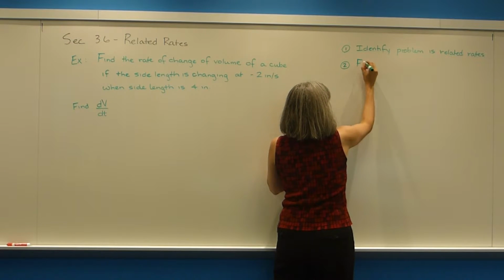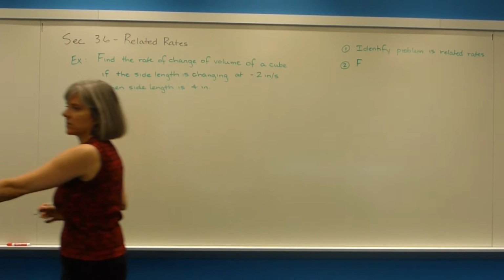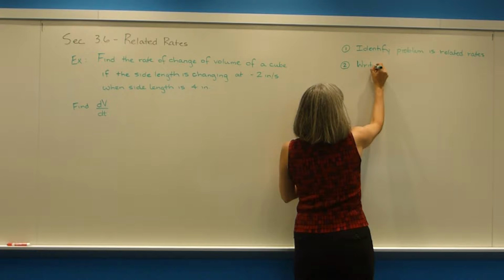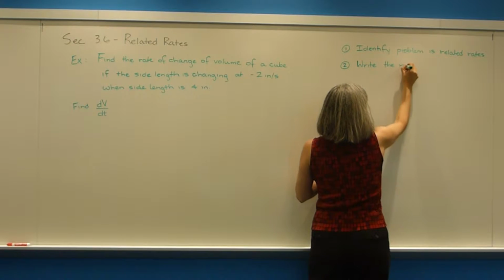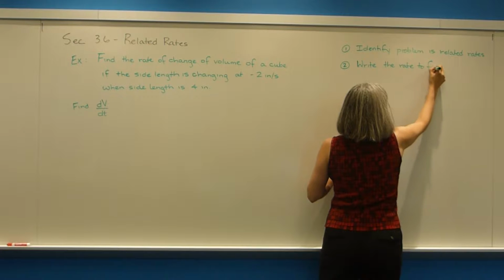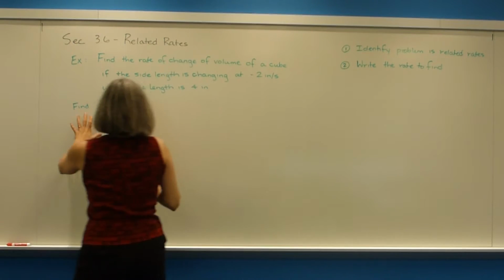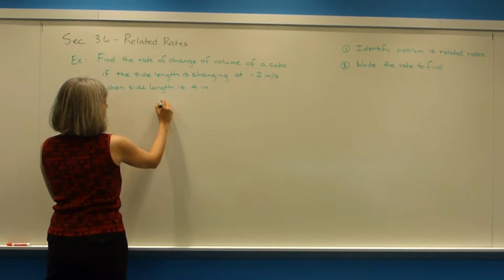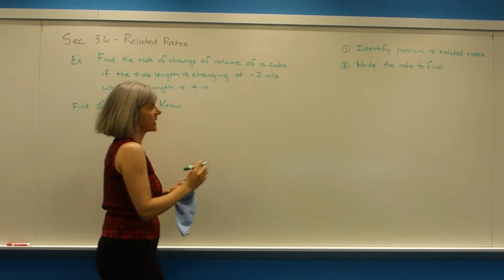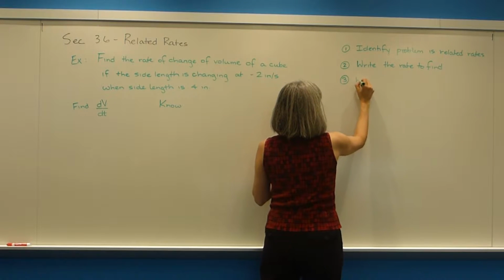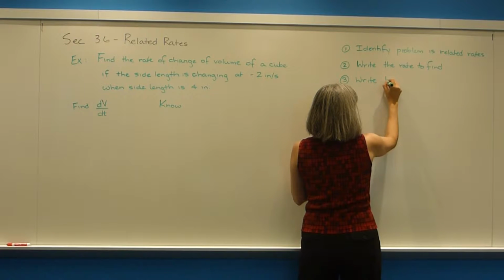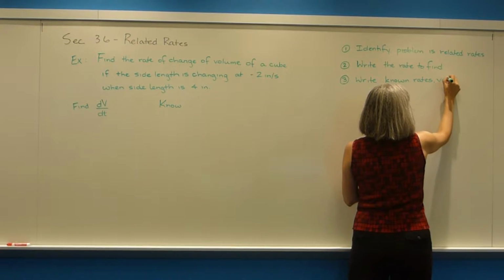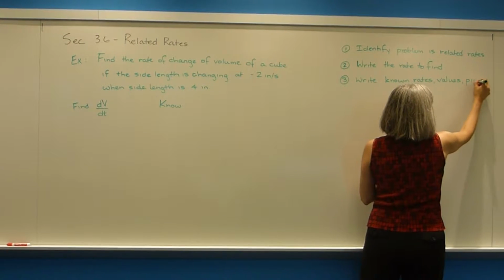So we want to write down the rate to be found. And I like to actually use the word find. So I'm trying to find this. So the next thing is, okay, well, what do I know? So let's start thinking about what we know. So that's going to be our third step. We're going to write down known rates, known values, known pictures, any geometry that you know is appropriate.